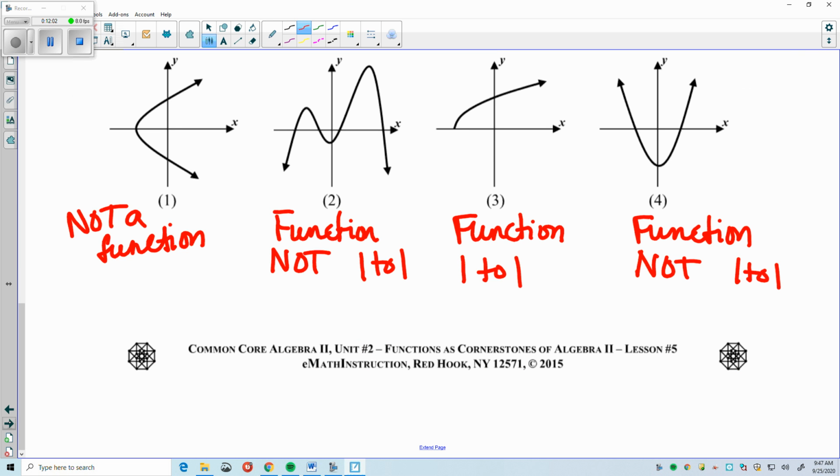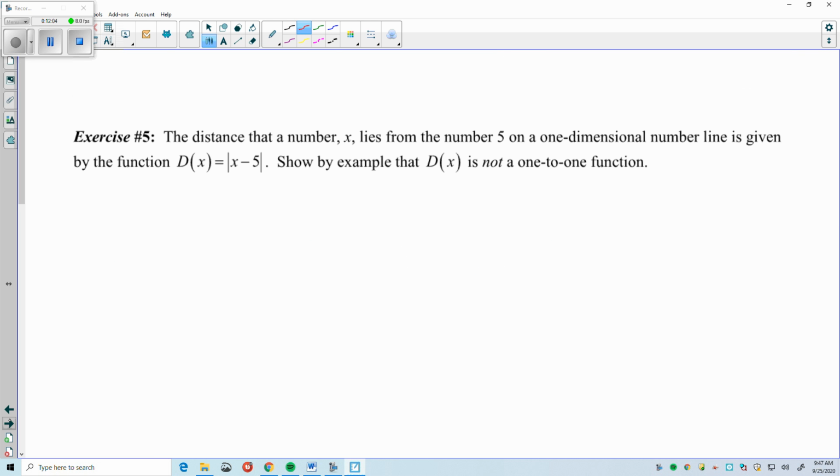And our last question. The distance that a number x lies from the number 5 on a one-dimensional number line is given by this function. Notice it's our absolute value function, and it's saying to us it's the distance away from 5. So show by example that that is not a 1 to 1 function.